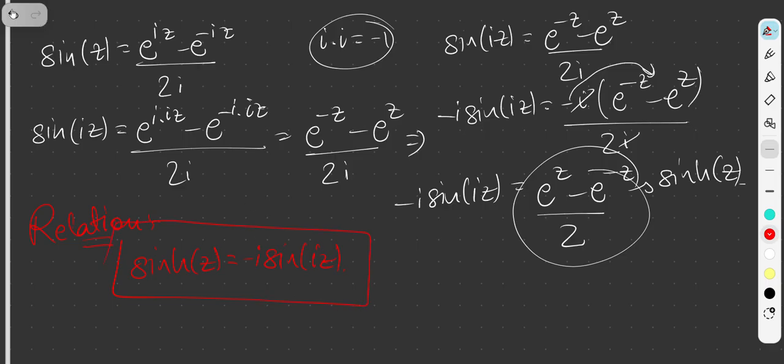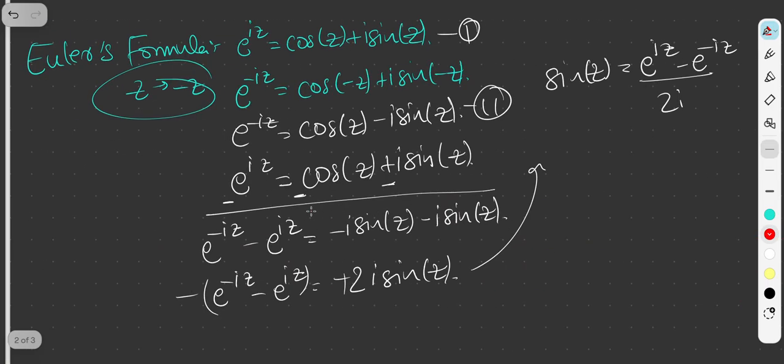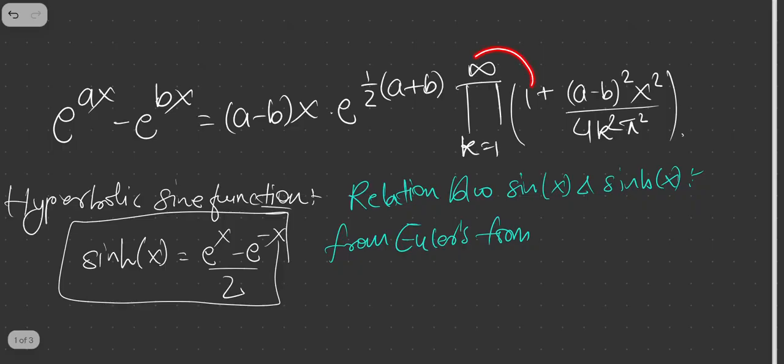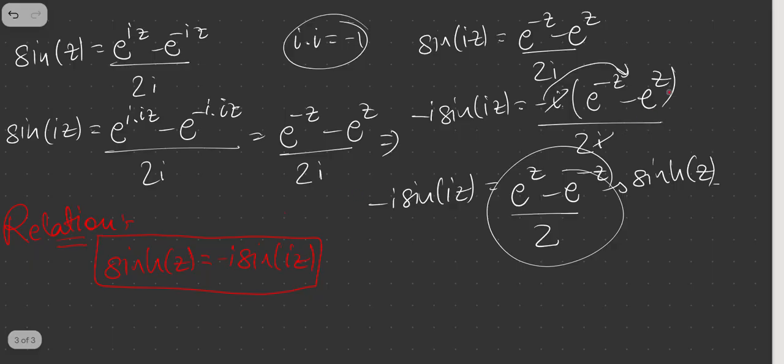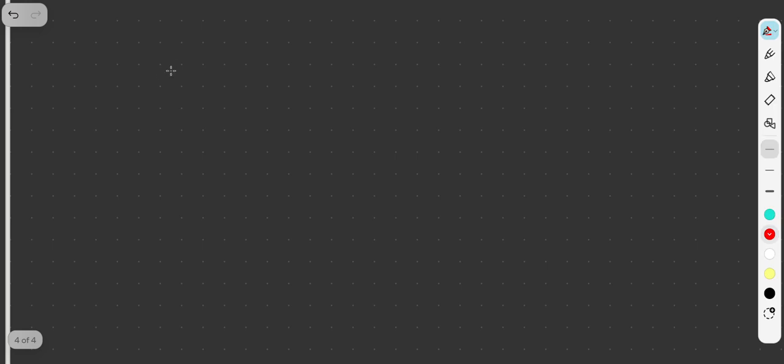And why did I do that? Why are we doing these kinds of things? Because we need to talk about this infinite product. So what we have got so far is sinh of z equals minus i times sine of iz.